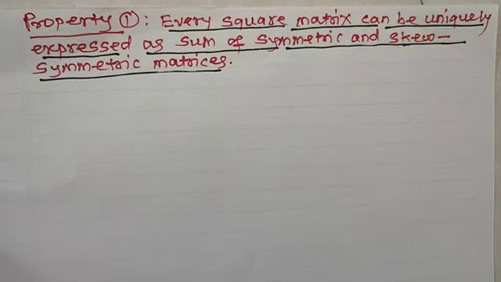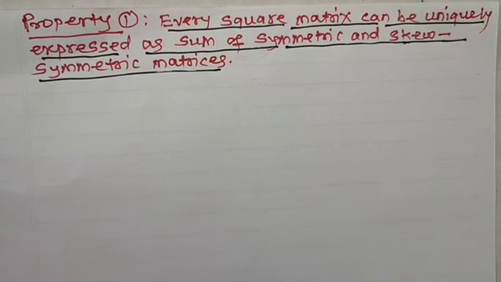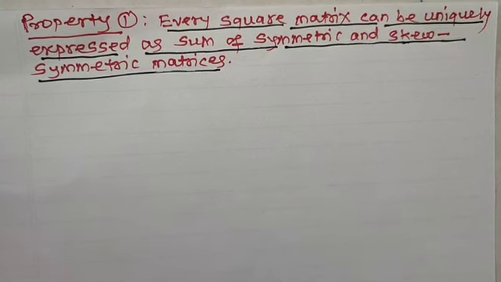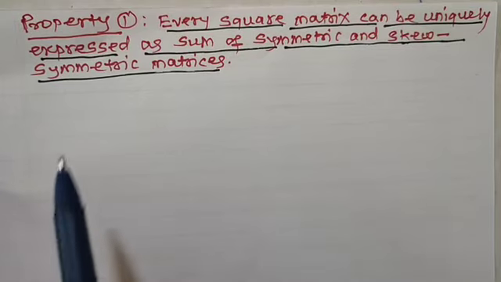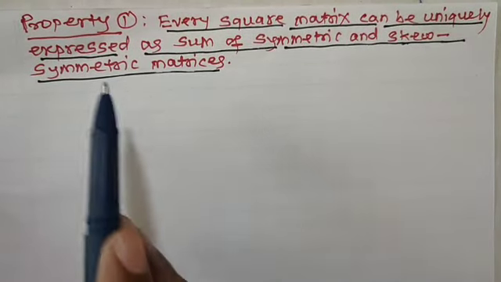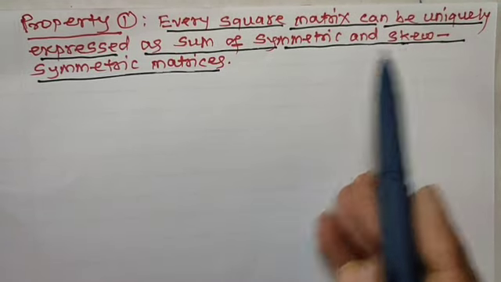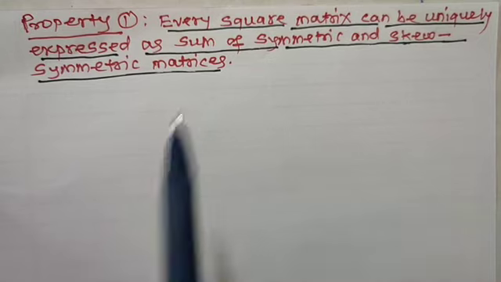Now we are going to prove some properties of matrices. This part is very important for first year engineering semester 1 students. So property number 1: every square matrix can be uniquely expressed as the sum of a symmetric and a skew symmetric matrix.